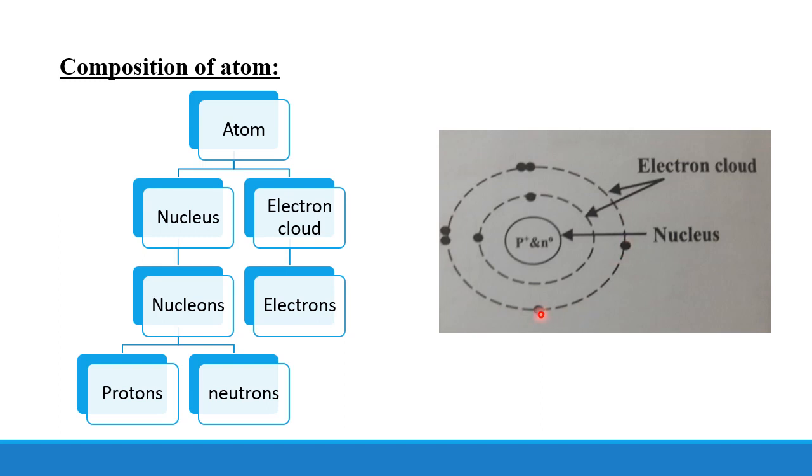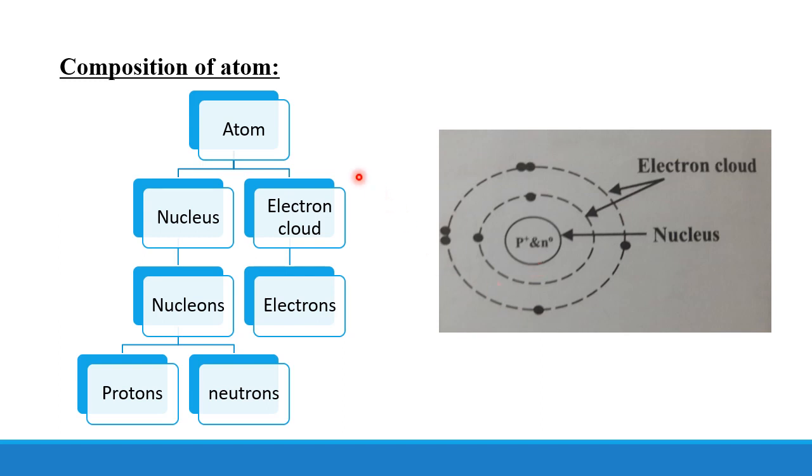Each dot here represents an electron, whereas the nucleus contains the positively charged particles and the uncharged particles. The positively charged particles are protons and the uncharged particles are neutrons. Protons and neutrons form nucleons.